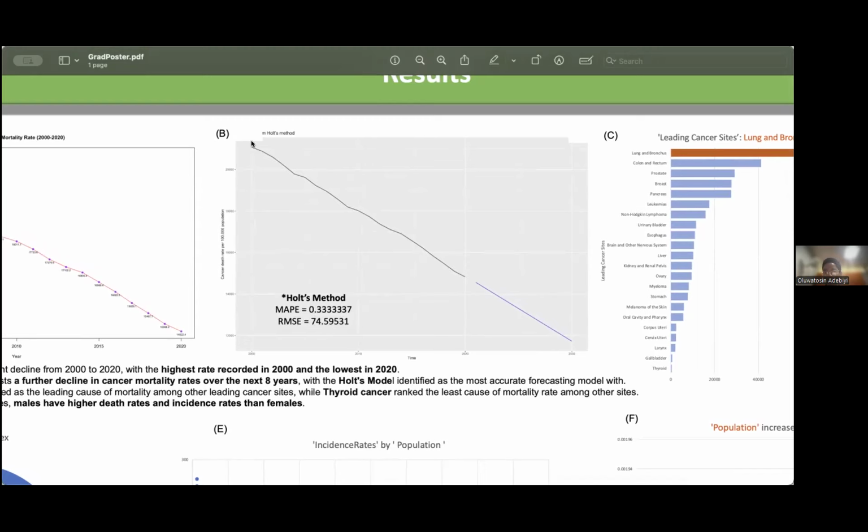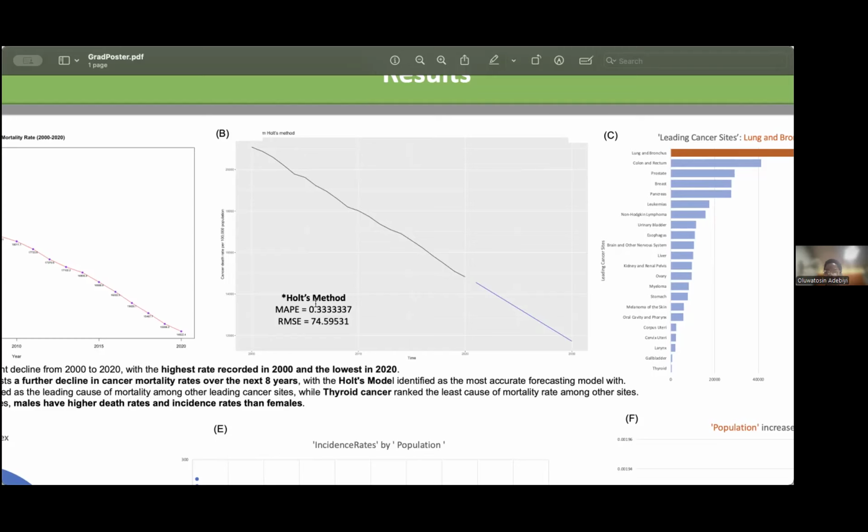And we can see based on this that there will be a further decline in cancer mortality rate for the next 8 years. And if you check this result, for example, in the National Cancer Institute, I got almost exactly the results that they got. And based on research as well, if you do further research, there is research saying that there would be a further decline in cancer mortality rate.